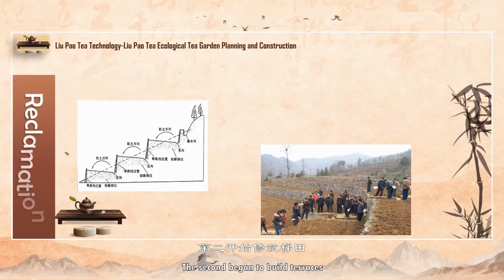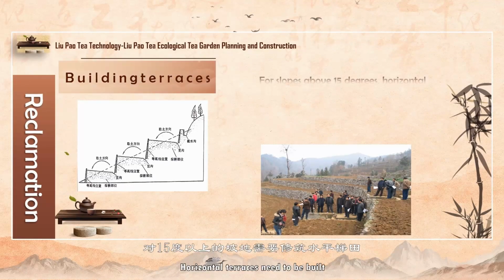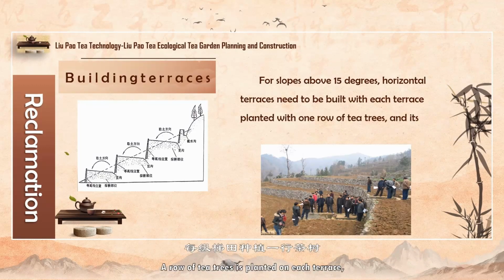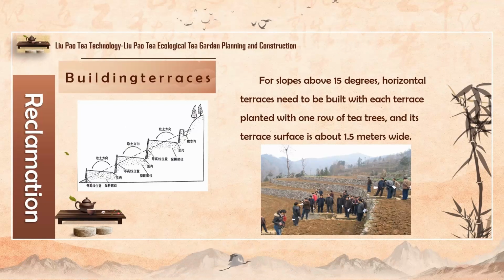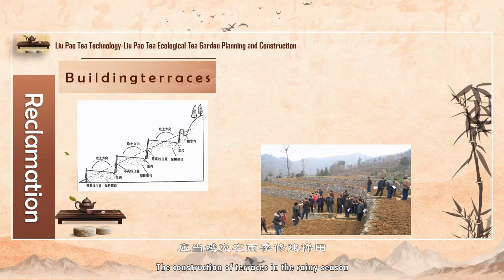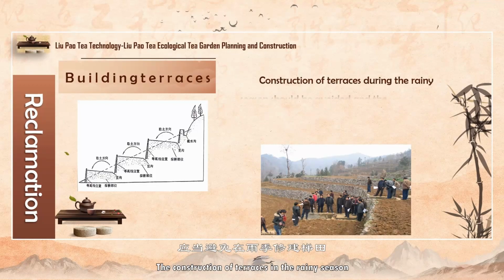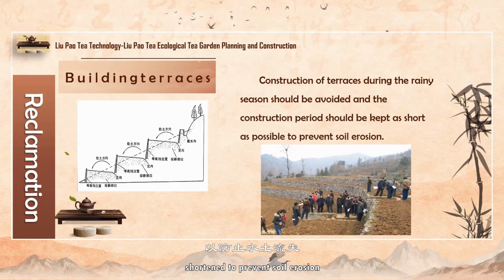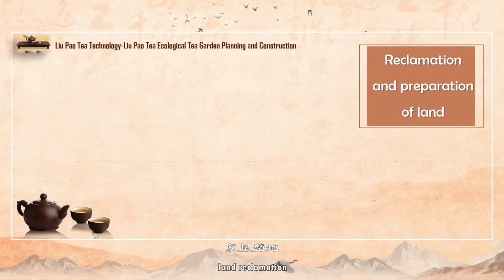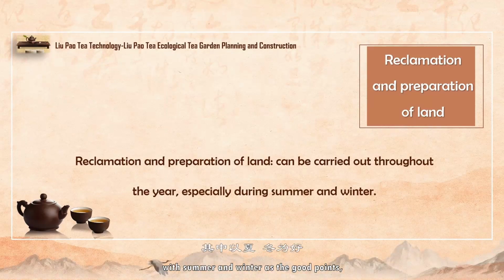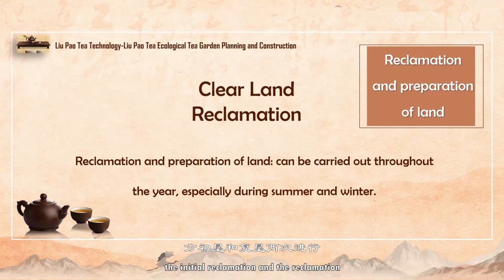Second, begin to build terraces. Horizontal terraces need to be built for slopes above 15 degrees. A row of tea trees is planted on each terrace, and the width of the terrace is about 1.5 meters. The construction of terraces in the rainy season should be avoided and the construction period should be shortened to prevent soil erosion. Land reclamation can be carried out in all seasons of the year, with summer and winter as the best times. The reclamation is carried out twice, initial reclamation and reclamation.